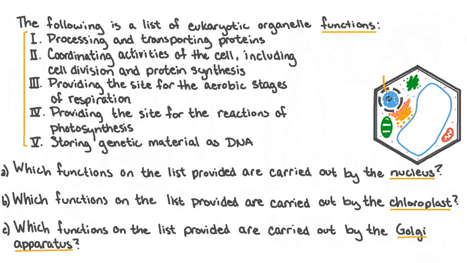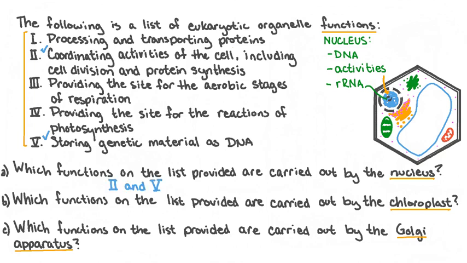So let's start with the nucleus. The nucleus has several functions. It stores and protects our DNA. It controls and directs the activities of the cells. And the nucleolus, which is this denser section in the middle, makes the rRNA that ribosomes are made out of. So now let's match up what we know with the functions in the list. The nucleus coordinates the activities of the cell, including cell division and protein synthesis. And it's also storing genetic material as DNA.